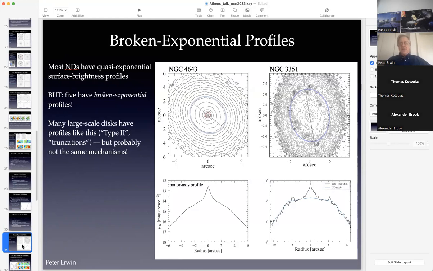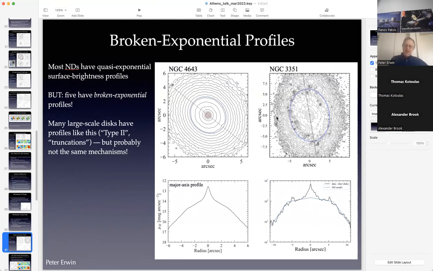But there are five galaxies, which are like NGC 4643, where there is a nuclear disk with a broken exponential profile. And in the left panel, I'm showing you 4643 again. In the right panel, I'm showing you 3351, which is a spiral galaxy with a massively star-forming nuclear ring, which is why you have messier isophotes and all these little peaks in here. But in fact, the underlying structure shows a steep outer falloff and a shallow inner zone.